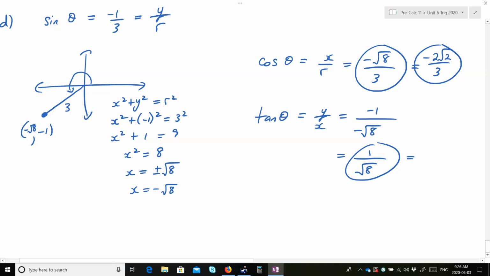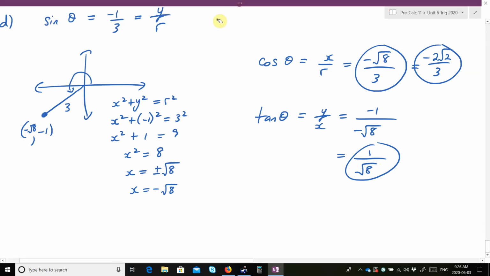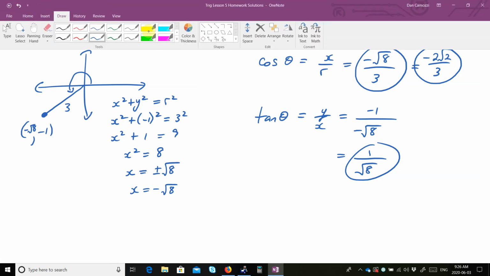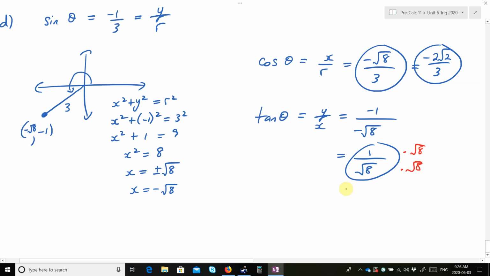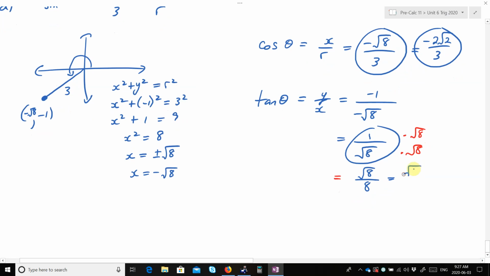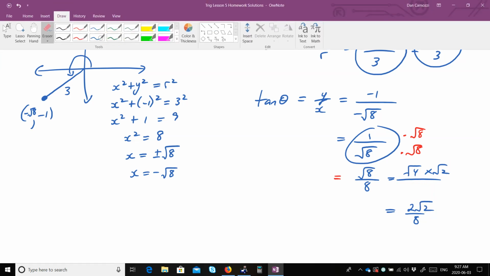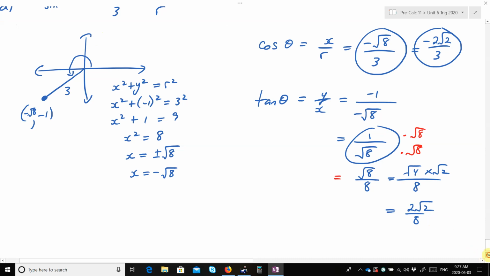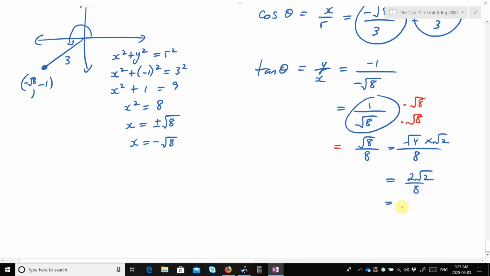And then this one here, what are they doing with that? They're multiplying top and bottom by root 8, first of all, to rationalize the denominator. So we end up getting root 8 over 8, but then we can simplify root 8 into root 4 times root 2, which is 2 root 2 over 8. Okay, and of course 2 over 8 can be simplified to 1 over 4, so we've got that root 2 on top, so root 2 over 4, and that's what they wrote in the answer key for tan theta.